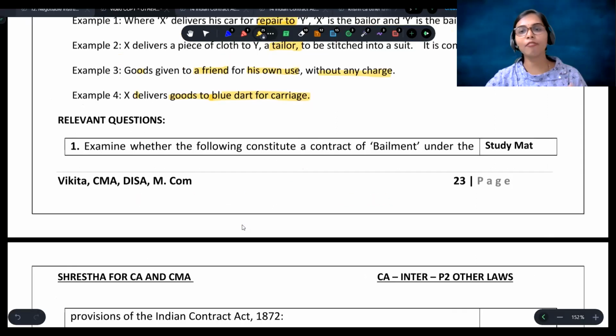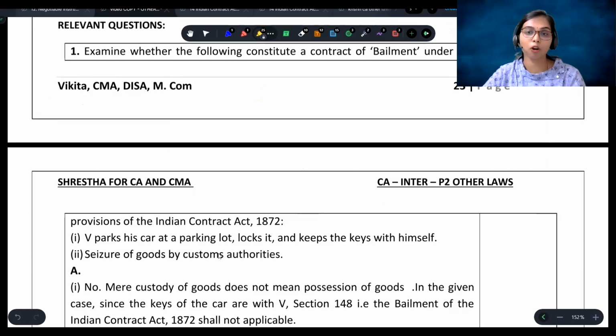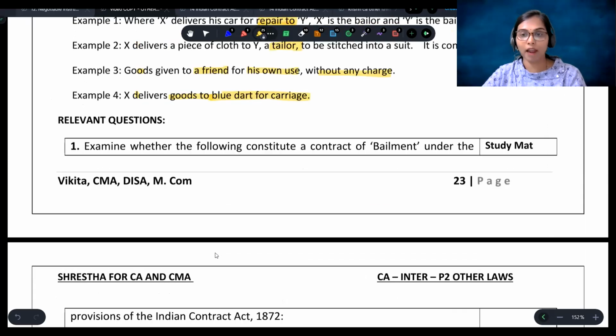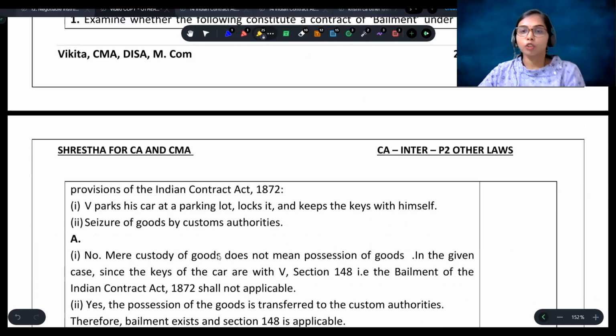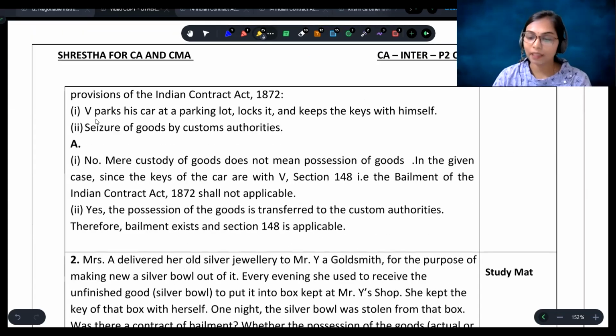Now let's see some relevant questions. It says: examine whether the following constitute a contract of bailment under the provisions of the Indian Contract Act 1872. The first one is saying: V parks his car at the parking lot, locks it and keeps the key himself. Let me explain this example.